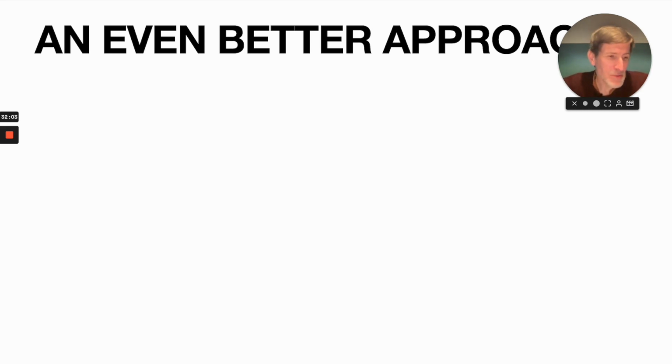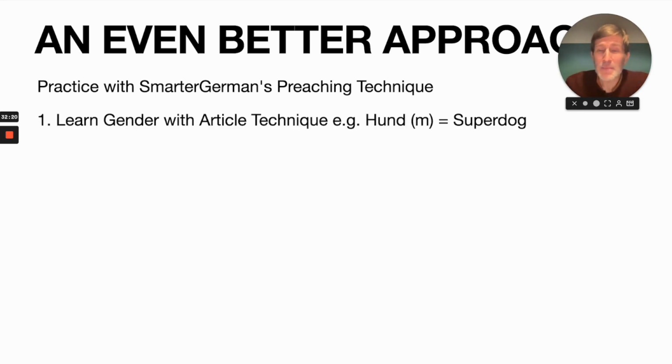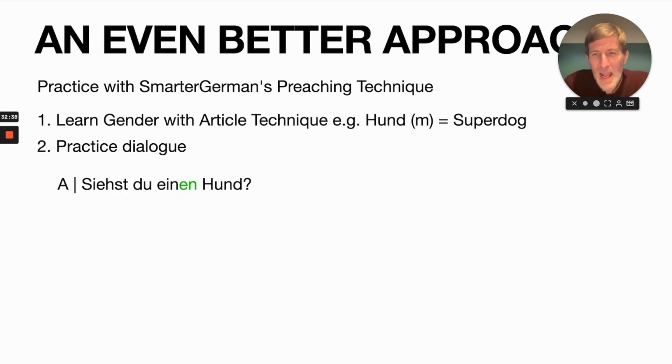Now, one last thing for those who don't know my courses yet: there's an even better approach to dealing with these adjective endings and all the stuff that's related to it, and that's what I call the preaching technique. The preaching technique is basically a kind of verbal pattern drill, but done nicely, which includes learning the gender with my beautiful technique. So it's all integrated. You don't have to learn an extra technique and do extra work. It's all in one flow. And then you practice a little dialogue. Basically, it's a monologue because you will do it on your own, but you can imagine you're two people. And it looks like this.